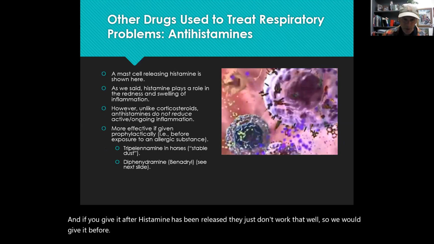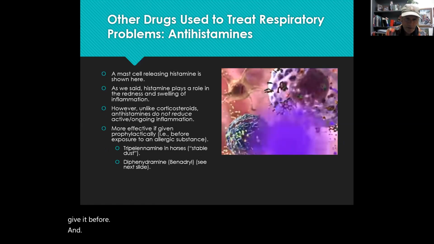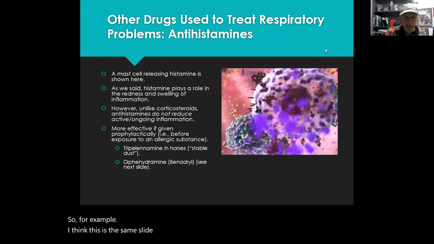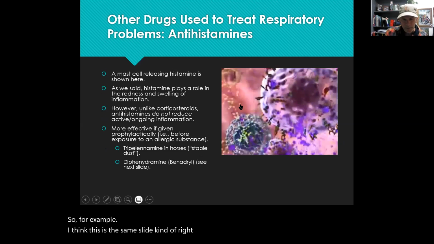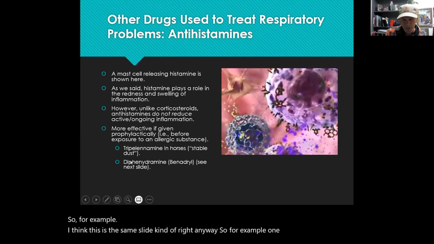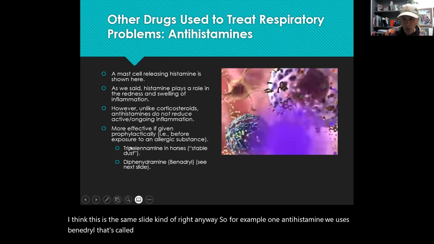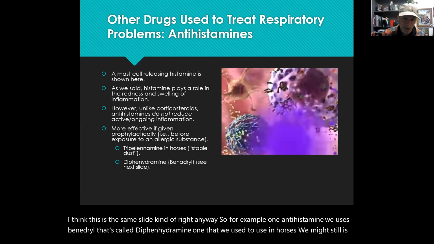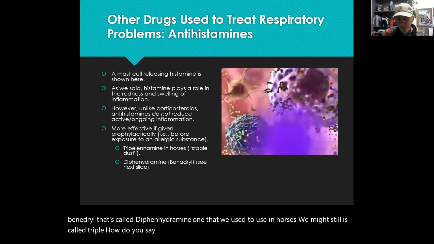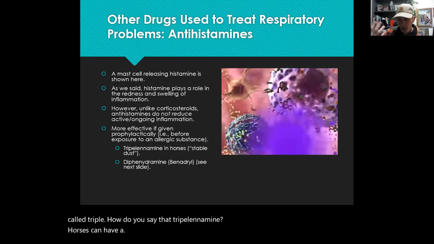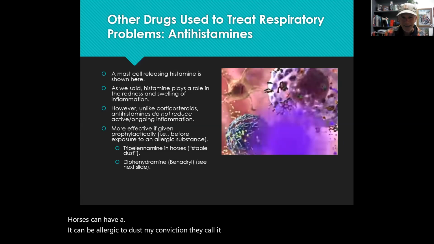And so for example, I think this is the same slide, kind of. Anyway, one antihistamine we use is Benadryl, that's called diphenhydramine. One that we used to use in horses, we might still, is called tripelennamine. Horses can be allergic to dust. I think they call the condition stable dust.